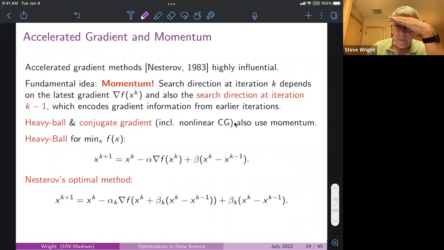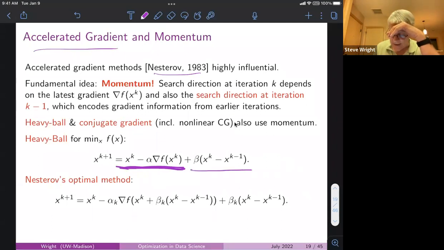Okay, so I've got to speed up a little bit here. So accelerated gradient, this was this method of Nesterov. It had actually been around in various forms before that, but it's a very cool idea because it still only uses gradient information. So it takes a step that looks a lot like steepest descent, but then it also adds on a multiple of the step that you just took.